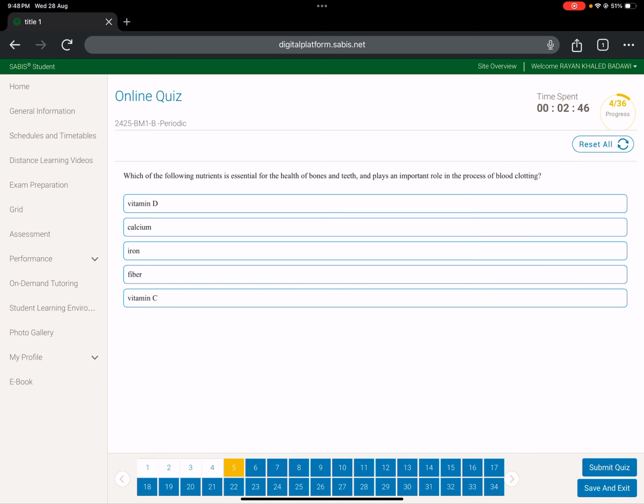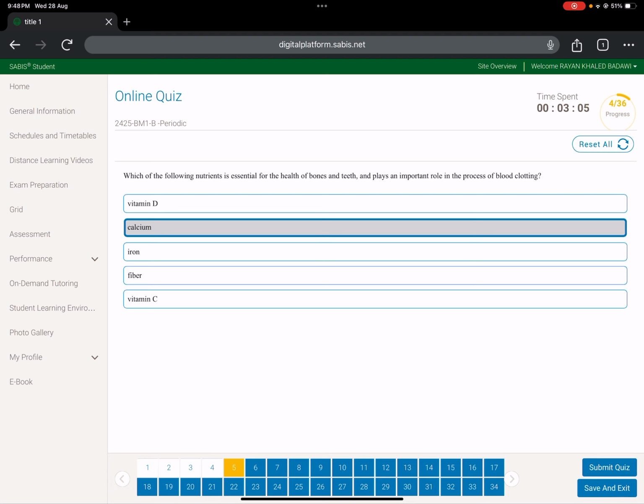Which of the following nutrients is essential for the health of bones and teeth and plays an important role in the process of blood clotting? This is important, and you'll see why. Vitamin D is important for the health of bones, but it does not play a role in the process of blood clotting. However, calcium is important for the health of bones and it does play a role in the process of blood clotting.